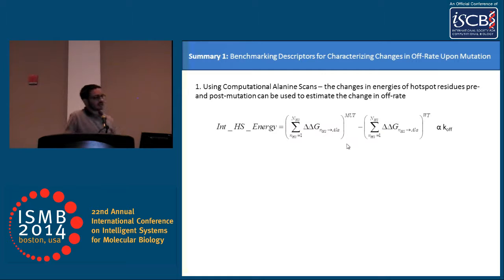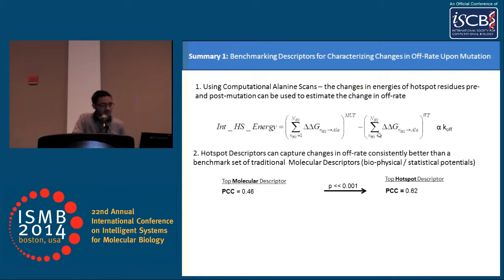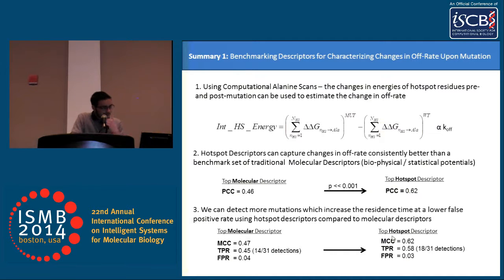Okay, so as a summary of the first part, we can see that using computational alanine scans, the changes in energies of hotspot residues pre- and post-mutation can be used to estimate a change in the off rate. Secondly, we've seen that hotspot descriptors can capture changes in the off rate consistently better than a benchmark set of molecular descriptors, which includes a broad range of potentials and biophysical descriptors. And thirdly, we see that we can detect more mutations which increase the residence time with hotspot descriptors.